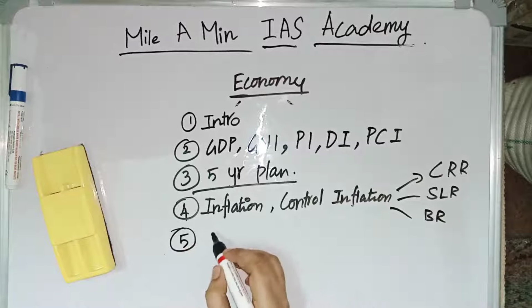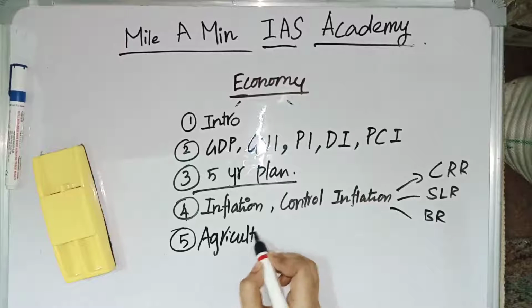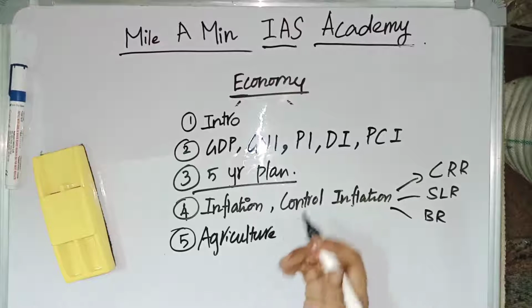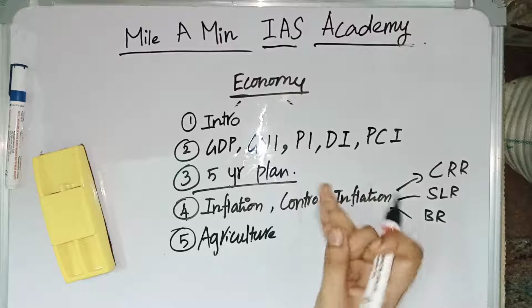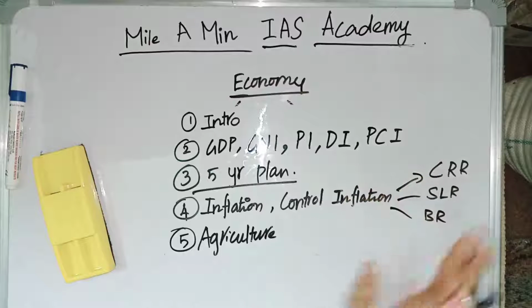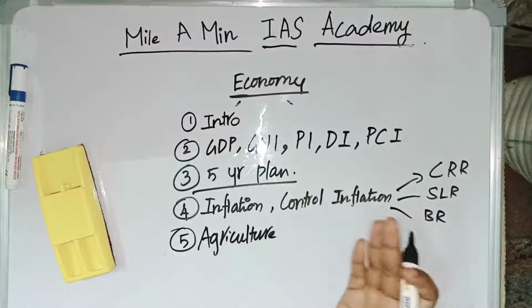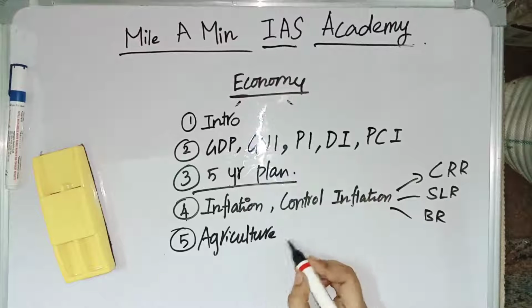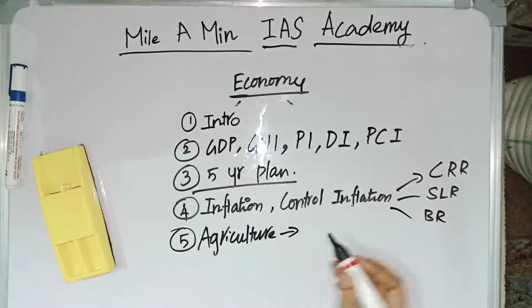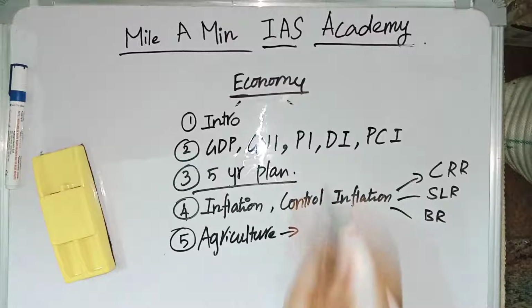And the fifth one is agriculture. Agriculture is always important. It is important not only in economy, but also in environment as well as geography. In environment we have agriculture, in geography we have agriculture, and also in economy we have agriculture. In economy we talk about the schemes relating to agriculture, and we look at the inputs: land, seed, water, fertilizer.